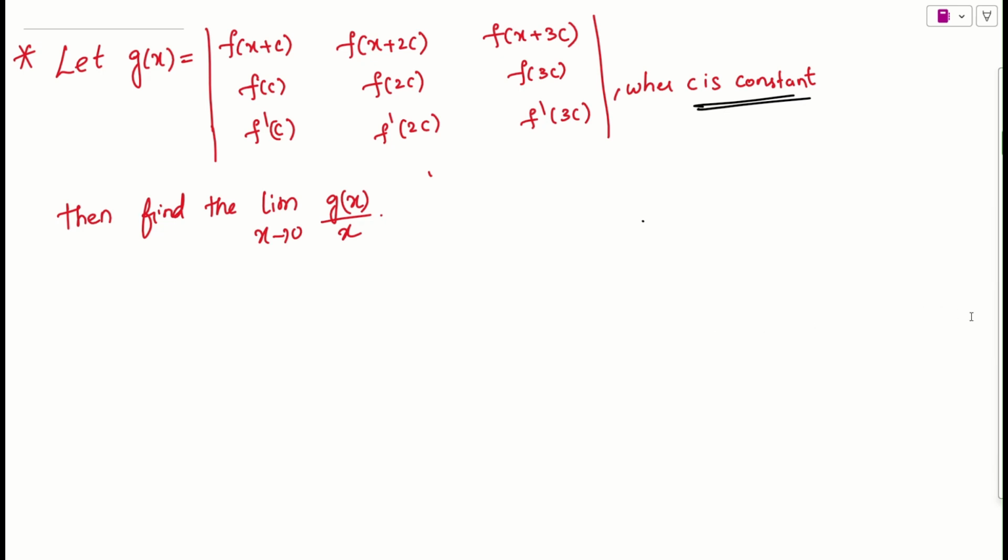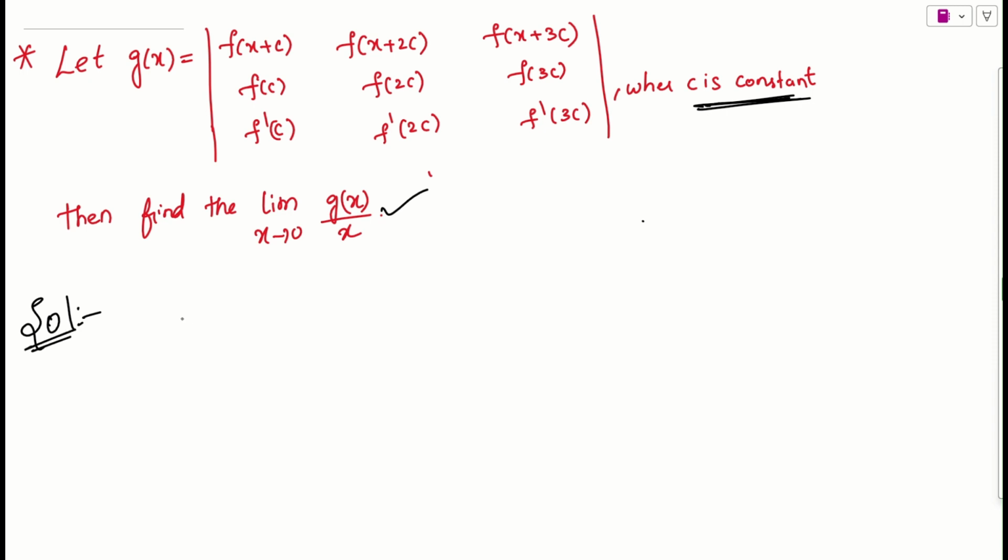If you look into the problem, they have given one function, g of x, in terms of a determinant, where c is a constant. We need to find the limit as x tends to 0 of g of x by x. So first of all, let us see how to do this.